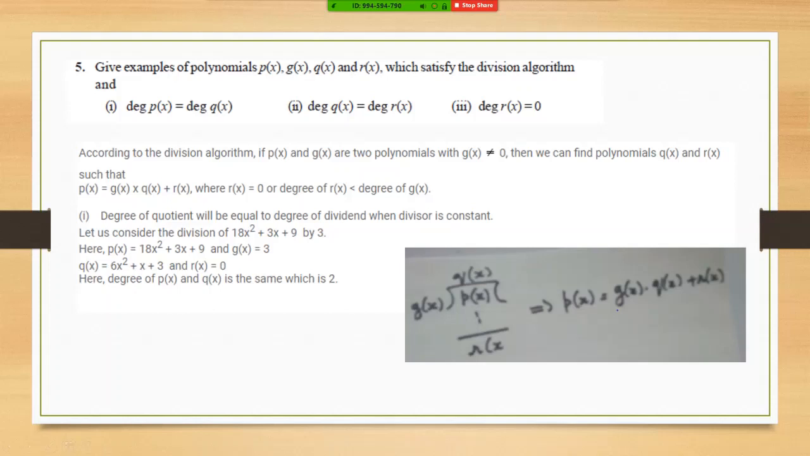So just check it out how it is done. Degree of the quotient will be equal to the degree of the dividend only when the divisor is a constant. So you can consider any example. So 18x squared by 3, you will see that the degree of px and gx remains the same, which is 2. Take these questions down along with the example also.